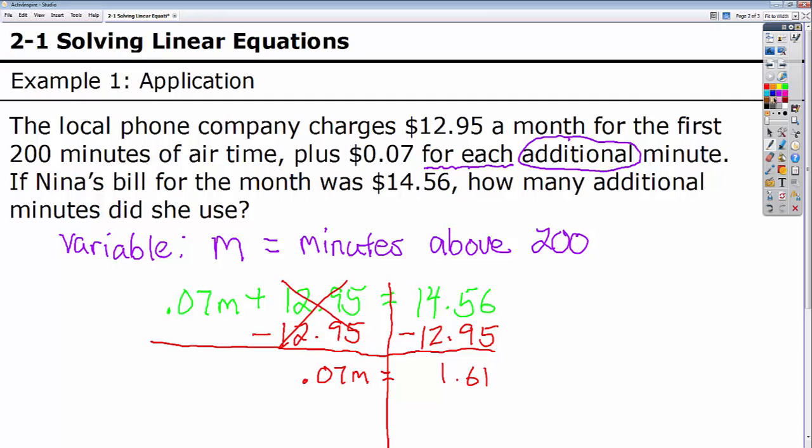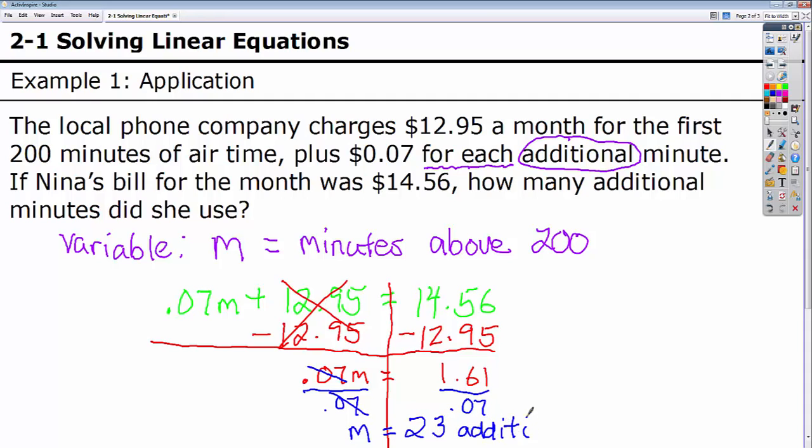Okay, and then we're going to divide this by 0.07, divided by 0.07. When you divide, that cancels out multiplication, which is what was happening here. So 0.07 cancels, that leaves us with m equals. And then this one, when we have these weird decimals, we're just going to use our calculator. So you can plug that in on your own calculator. I'll do that as well, divided by 0.07, and hopefully you came up with what I got, 23 additional minutes.